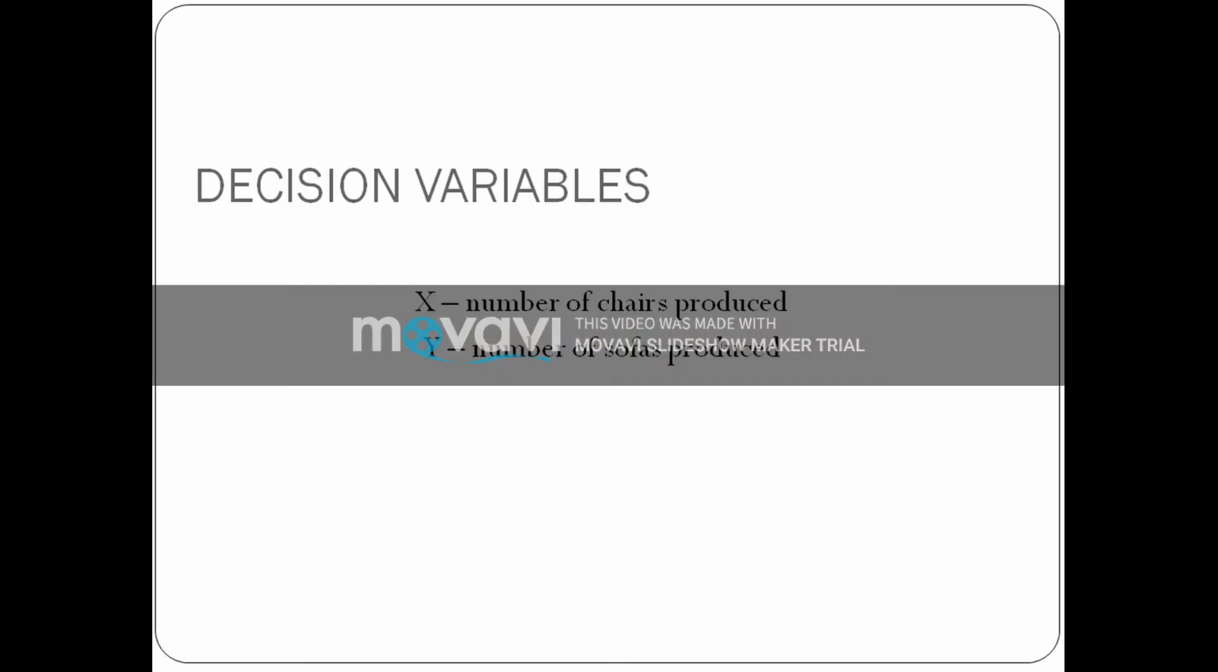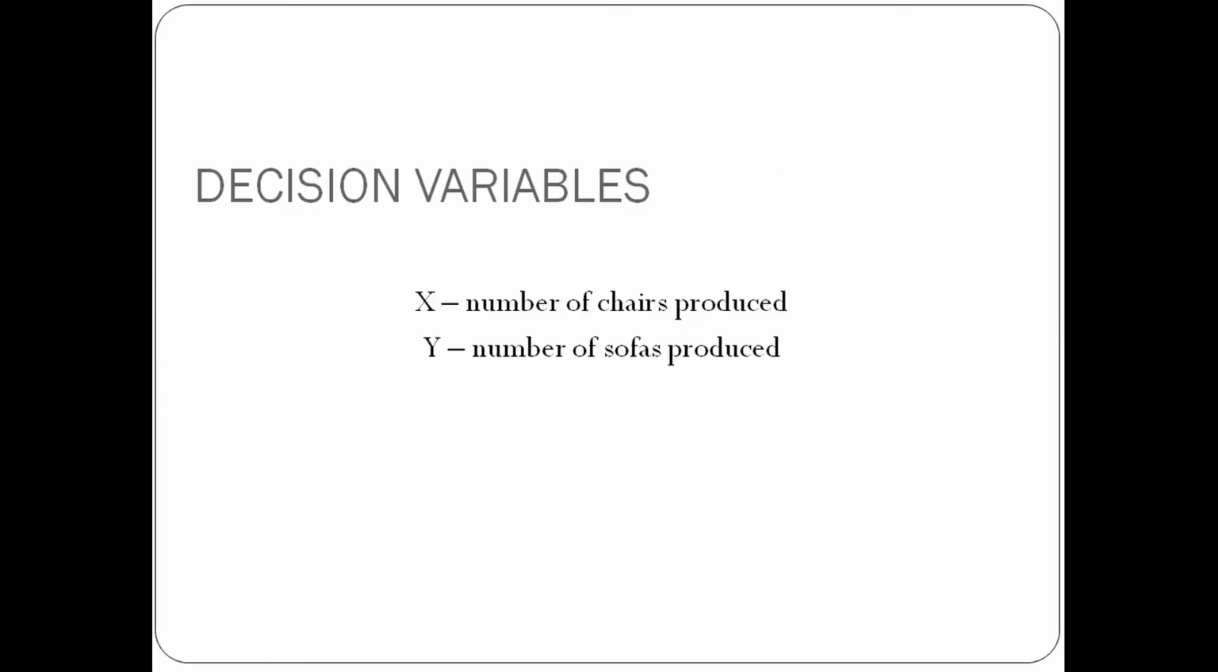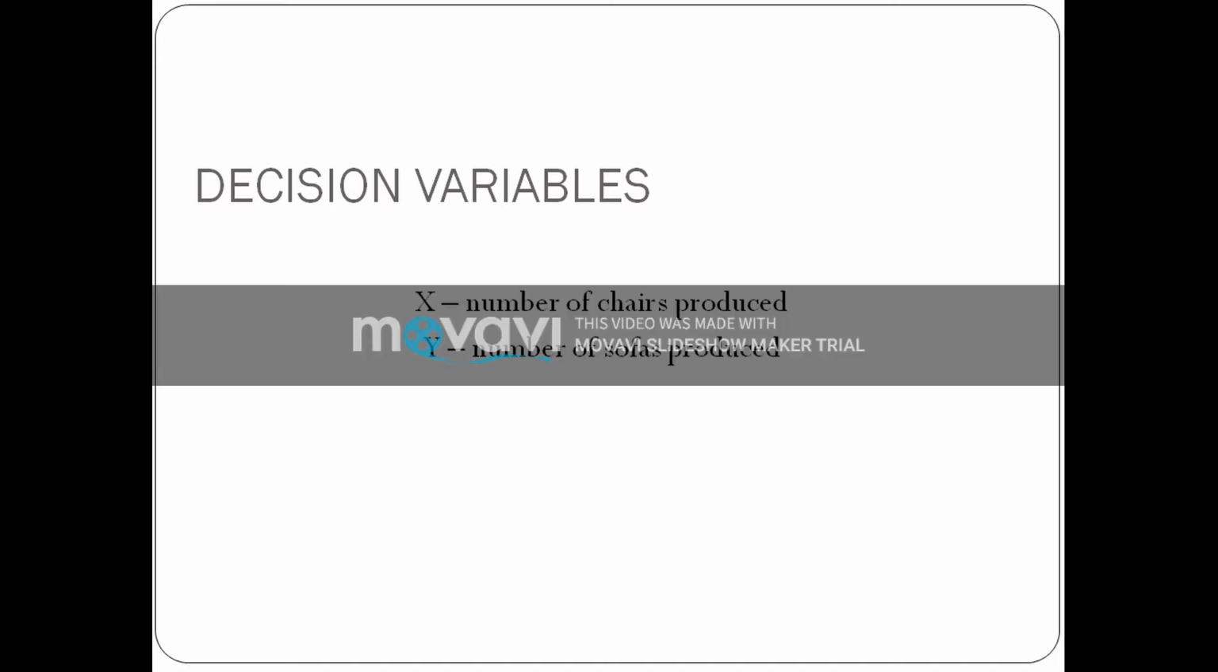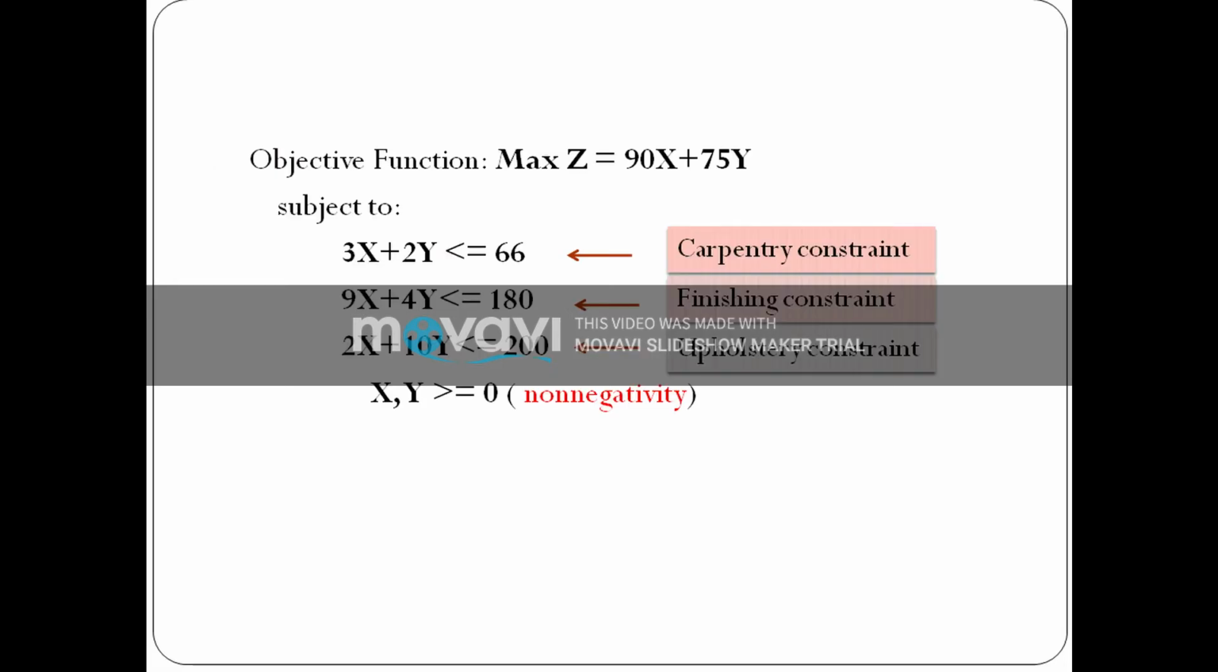The third step is to define the decision variables. Decision variables are variables that represent the actual decisions we will make. For this problem, we define X as the number of chairs produced and Y as the number of sofas produced. The fourth step is to use the decision variables to write mathematical expressions for the objective function and the constraints.